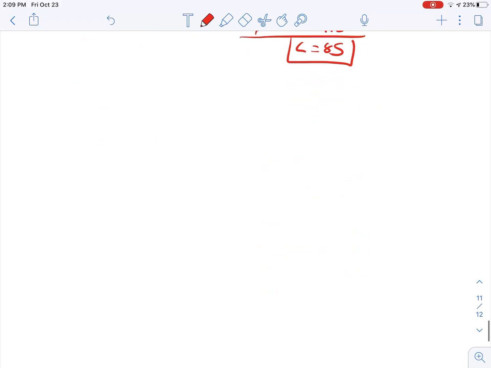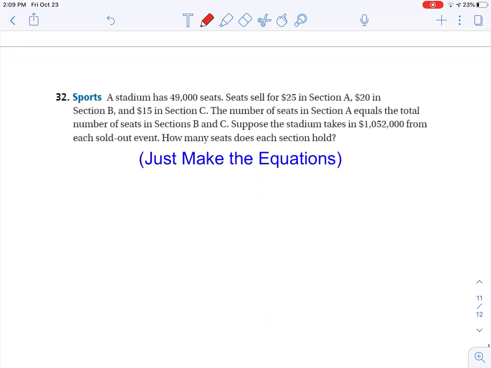Okay, so let's try one more word problem before we go, but we're just going to make the equations for this, and I'm going to challenge you to solve this on your own. Okay, a stadium has 49,000 seats. Seats sell for $25 in section A, $20 in section B, and $15 in section C. The number of seats in section A equals the total number of seats in section B and C. Suppose the stadium takes in $1,052,000 from each sold out event. How many seats does each section hold?